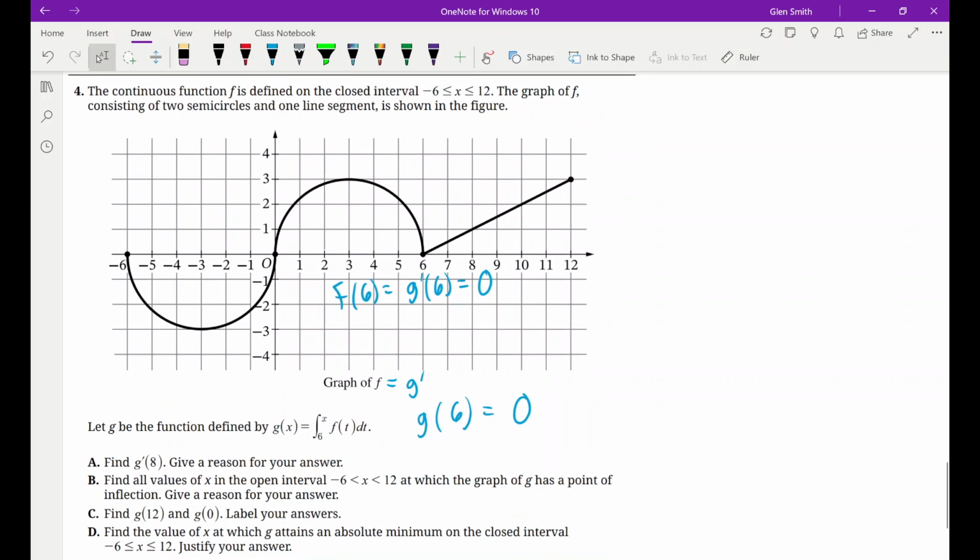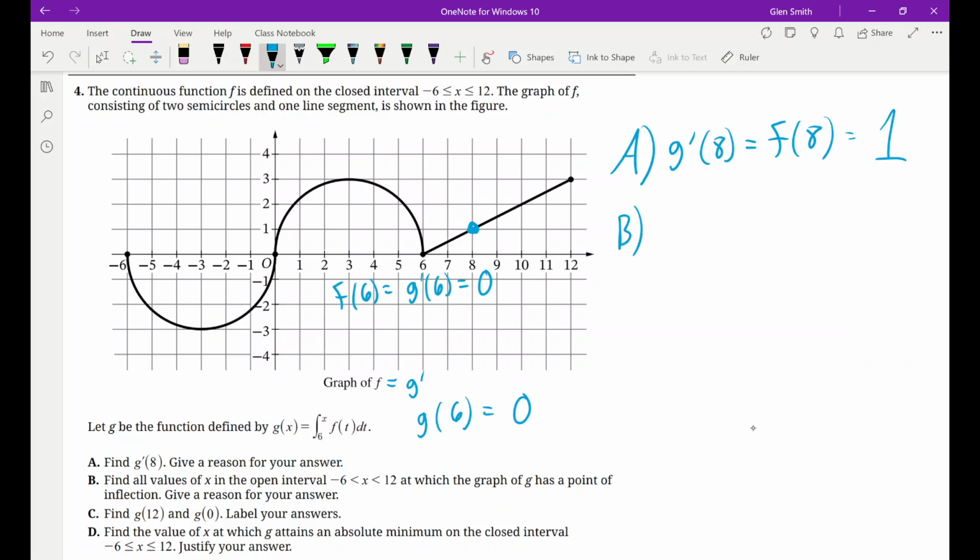A says find g prime of 8. Give a reason for your answer. Okay, so A. The reason for your answer is going to be that g prime of 8 is just f of 8, and they want to see you show that. So g prime of 8 is just f of 8. This is a graph of f. How nice. f of 8 is that point right there. That just equals 1.